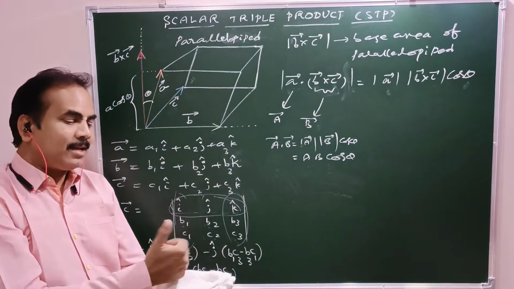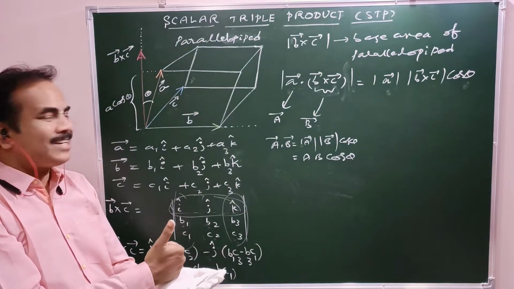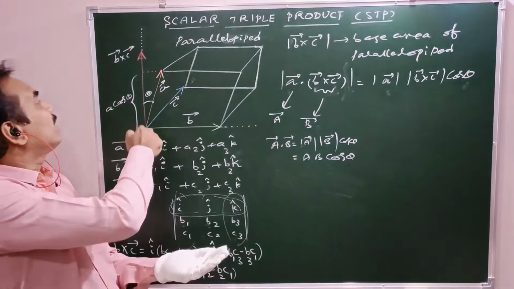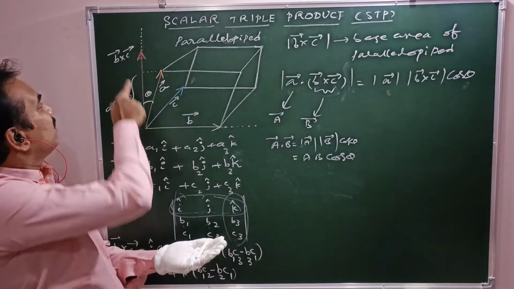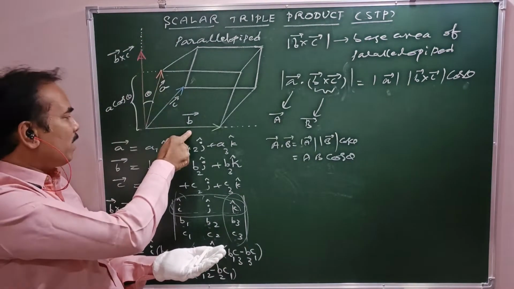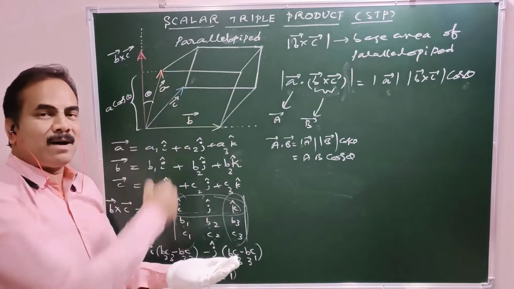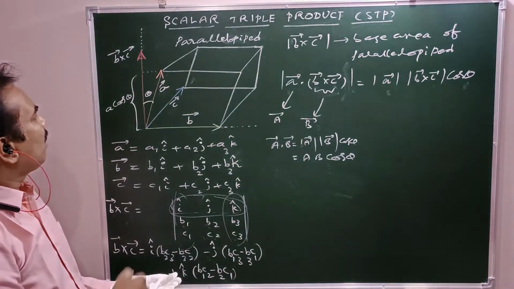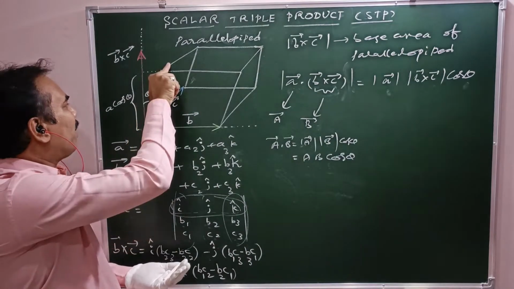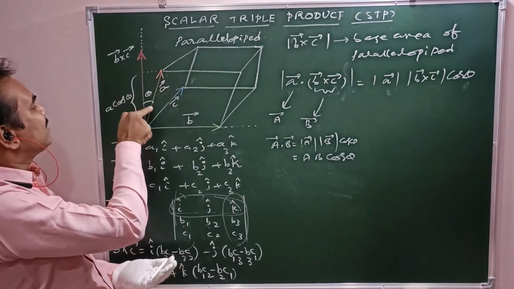Now see, the thumb is vertically upwards. Therefore, what is the direction of B bar cross C bar? Vertically upwards. That is, B bar cross C bar is normal to B bar, C bar and the plane of B bar and C bar. Right. Now, this is A bar, this is B bar cross C bar. What is the angle between these two?